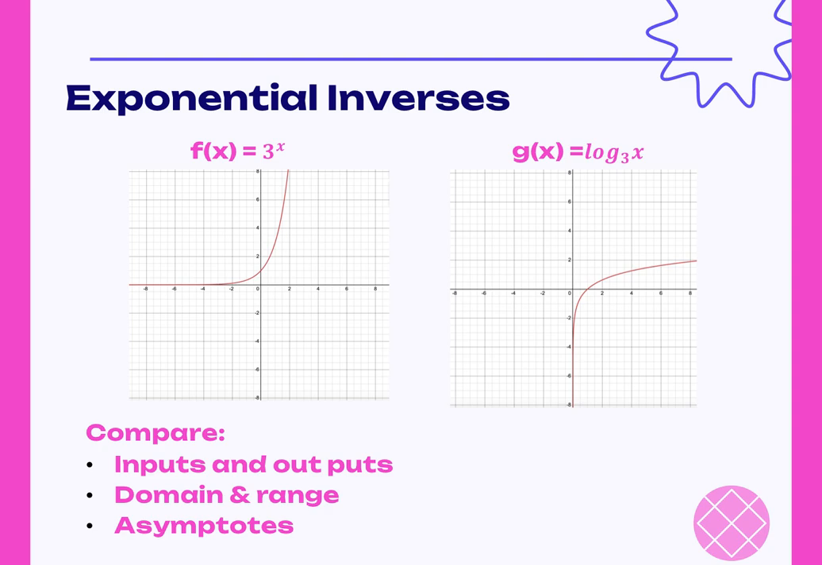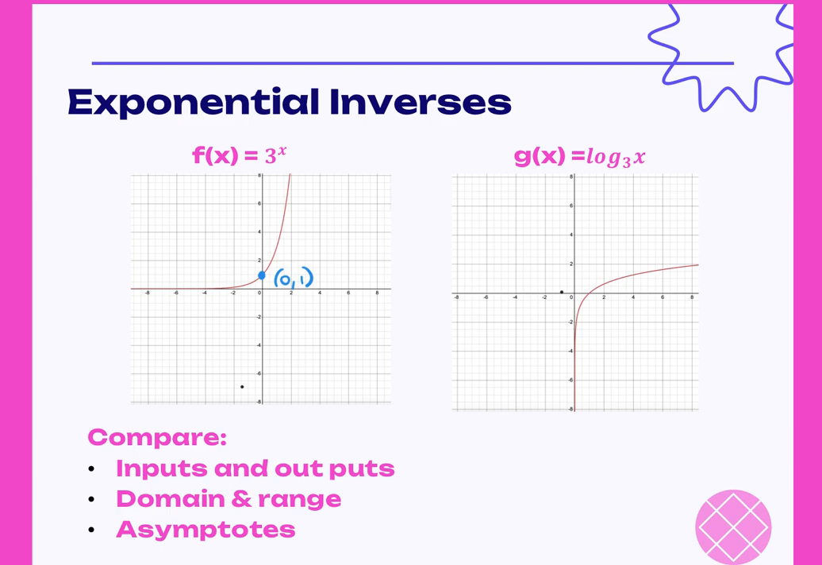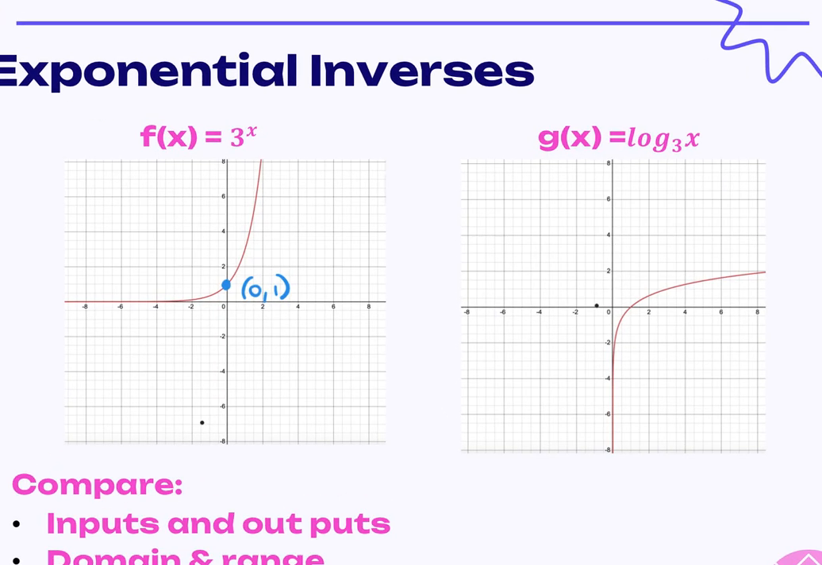So for today, we're going to talk more about the relationship between these two. And then in the next section, we'll get more specific on just log graphs. We'll talk about domain and asymptotes and all that kind of stuff. So if we're just comparing these two, notice the inputs and the outputs on these. If I were to pick a point here, this would be 0, 1. This would be 1, 3. And on the right-hand side, this would be 1, 0, and this would be 3, 1.